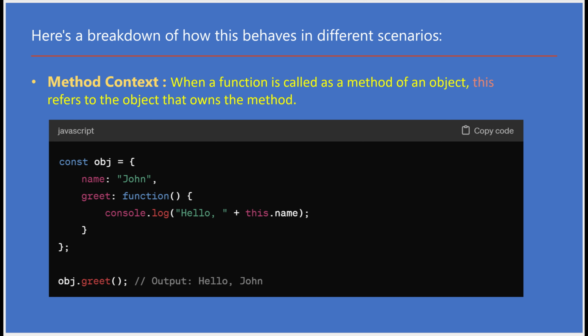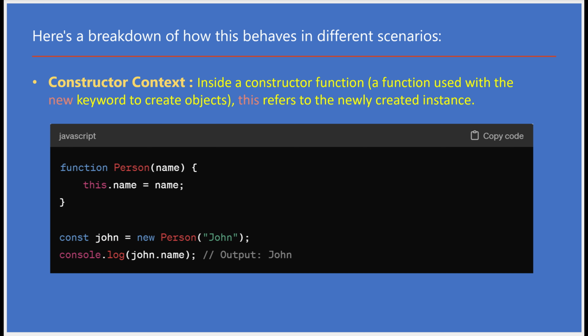Moving on to a constructor function, which is a function used with the new keyword to create objects. Inside such a function, this refers to the newly created instance. So if you create a new object using a constructor function, this within that function will refer to the new object.